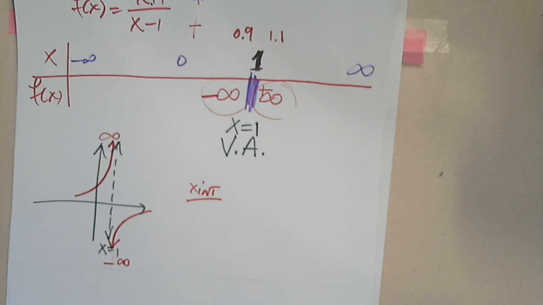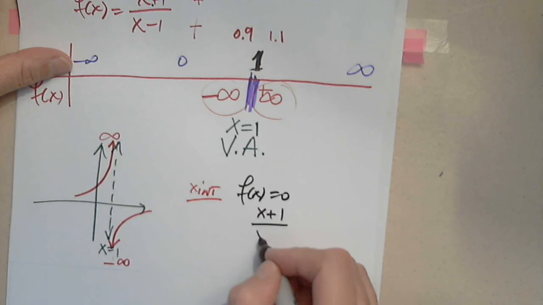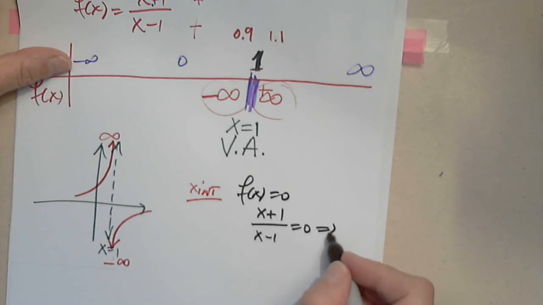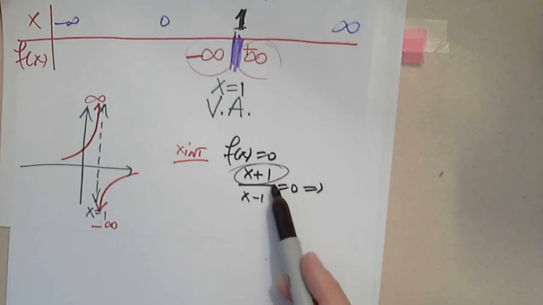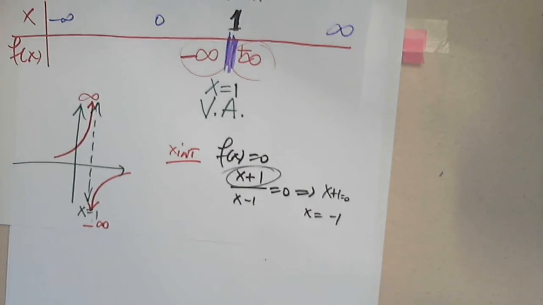You set the numerator equal to 0. So the function equal to 0, or x plus 1 over x minus 1 is 0. Very good. A fraction is 0 only when the numerator is 0. So x plus 1 equals 0 means x equals negative 1.